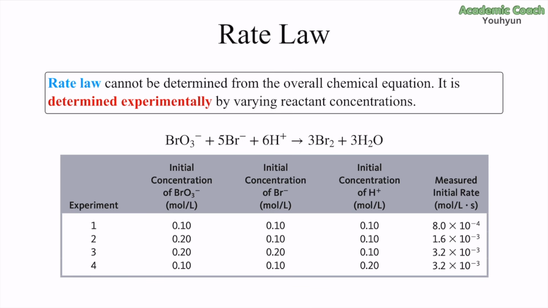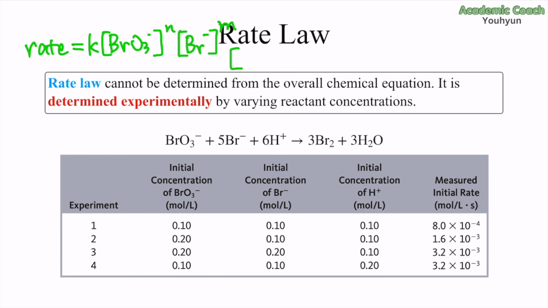So again, first off, I'm going to write the basic rate law. The rate law states that rate for this chemical reaction would be K multiplied by concentration of bromate to the power of N times concentration of bromide to the power of, let's say, M, multiplied by concentration of the protons to the power of L. And now I want to find K, N, M, and L. So let's start from N.